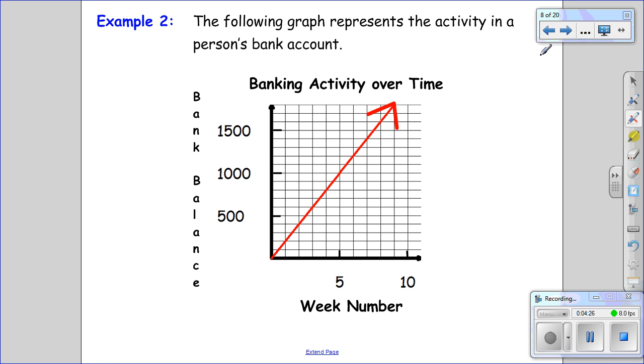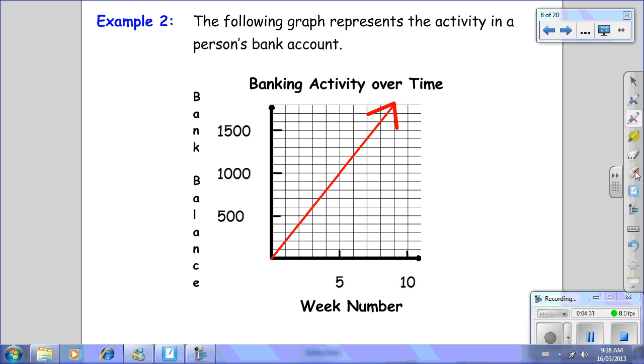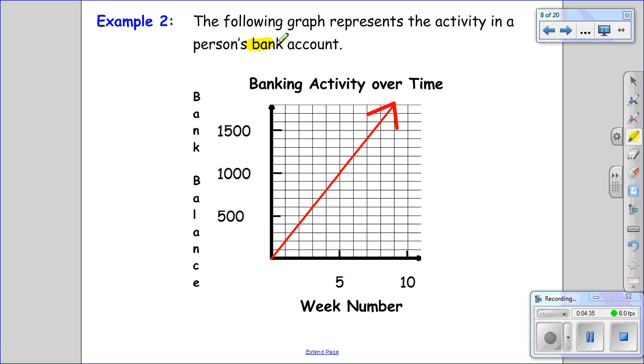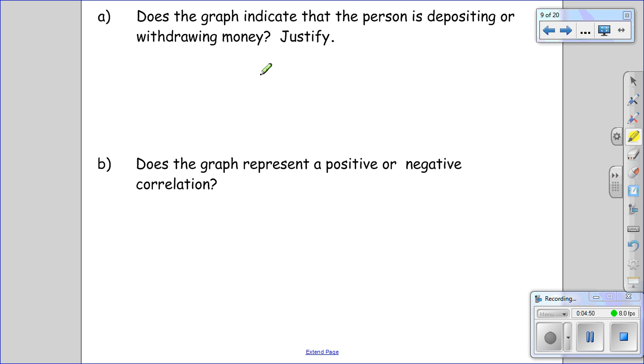So if I look at this example here, it tells me it represents the activity in a person's bank account. Okay, it's bank account activity, not a lot of information given to me so far. If I look at it, I can get some information from it. I can see it's increasing. So that means as the number of weeks goes up, the balance is going up. First thing it wants to know, does the graph indicate the person is depositing or withdrawing the money?